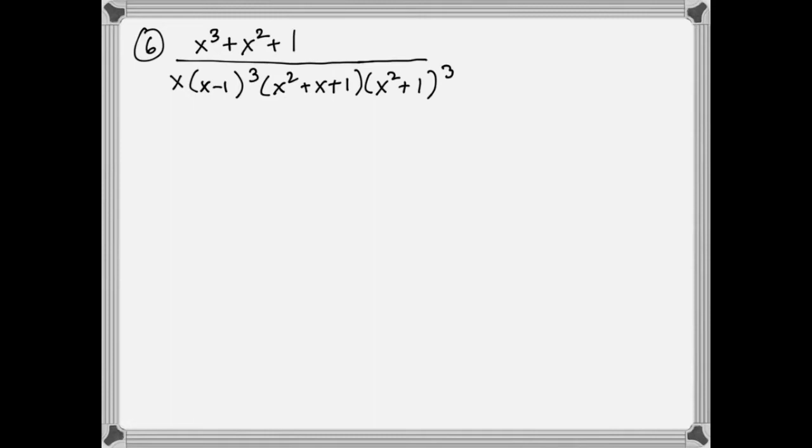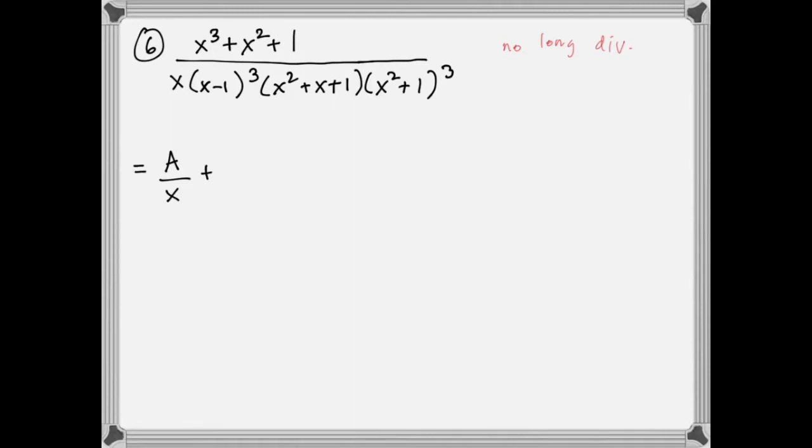Remember, we're just setting up the PFD here, and of course, the degree of the top is 3, and the degree of the bottom is much more than 3. So we cannot do any long division here. Let me just say no long division. So what I need to do is deal with these factors one at a time. So let me start with a over x.